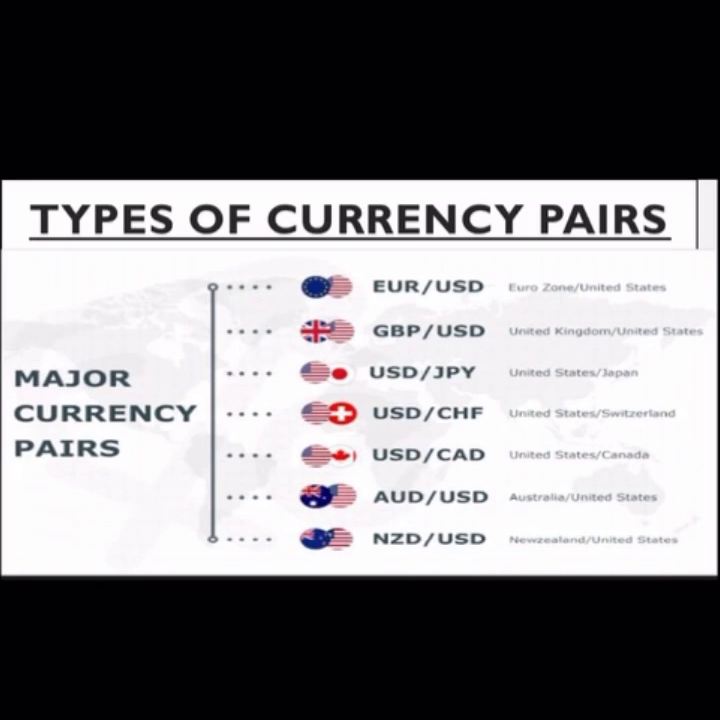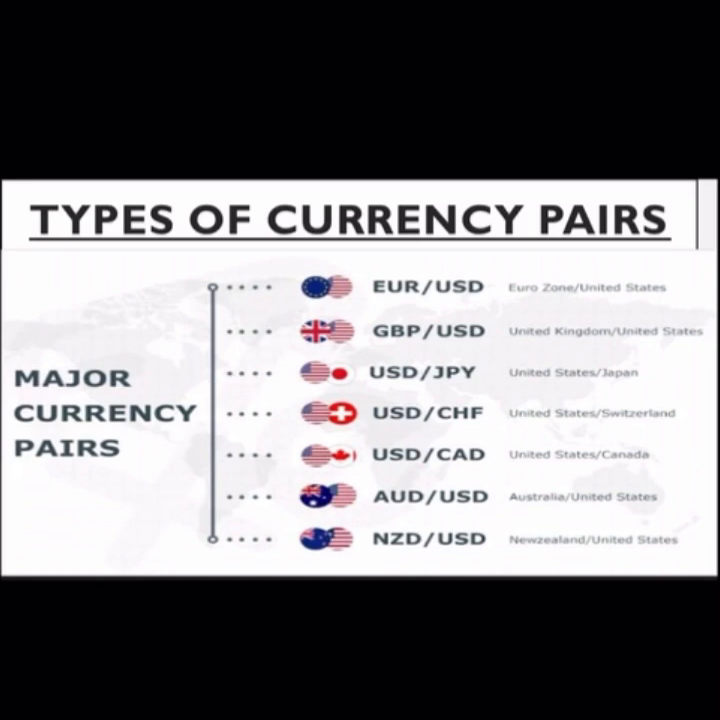Euro versus US dollar, the Great Britain pound versus US dollar, the US dollar versus Japanese yen, the US dollar versus CHF, which is what? The Swiss franc, that you can see. Then we have the US dollar versus CAD, which is the Canadian dollar, and the Australian dollar versus US dollar. Very simple. These are the majorly traded what? Currency pairs in the Forex market. They are commonly traded. They are dominantly traded.